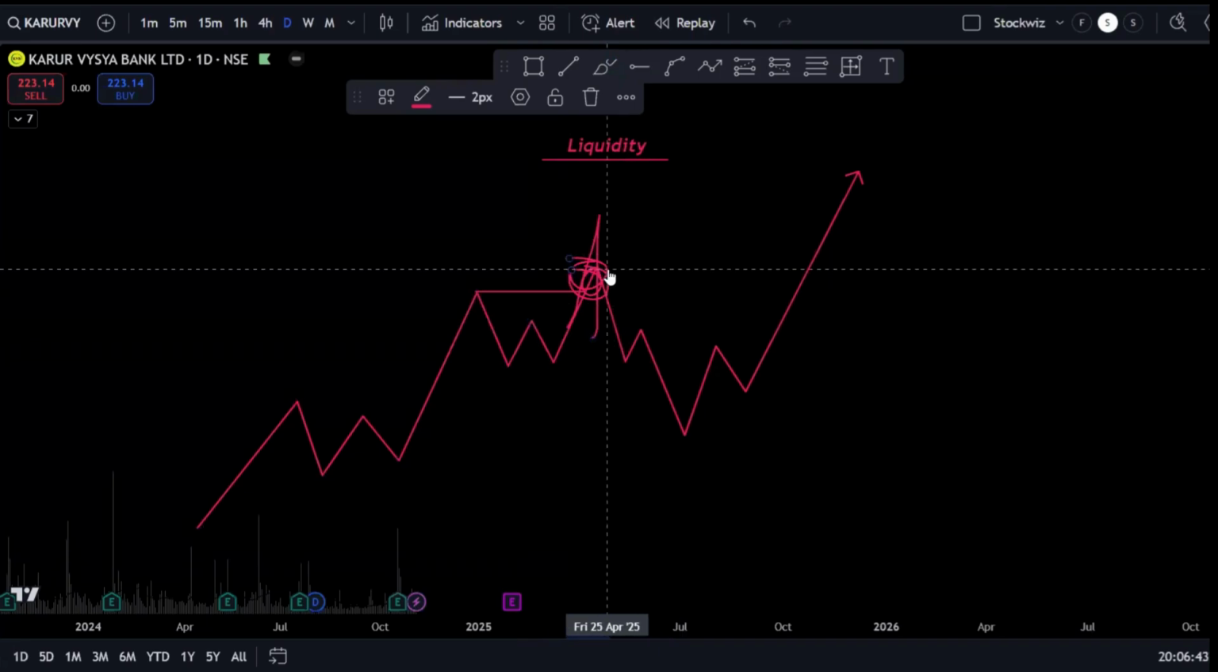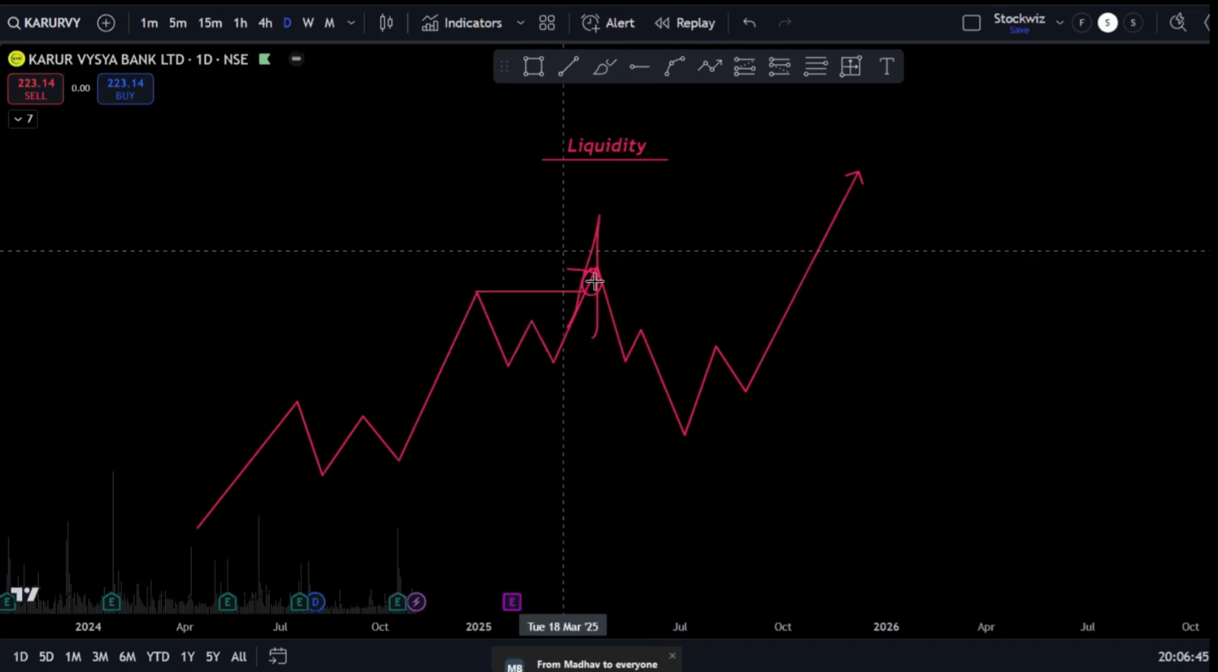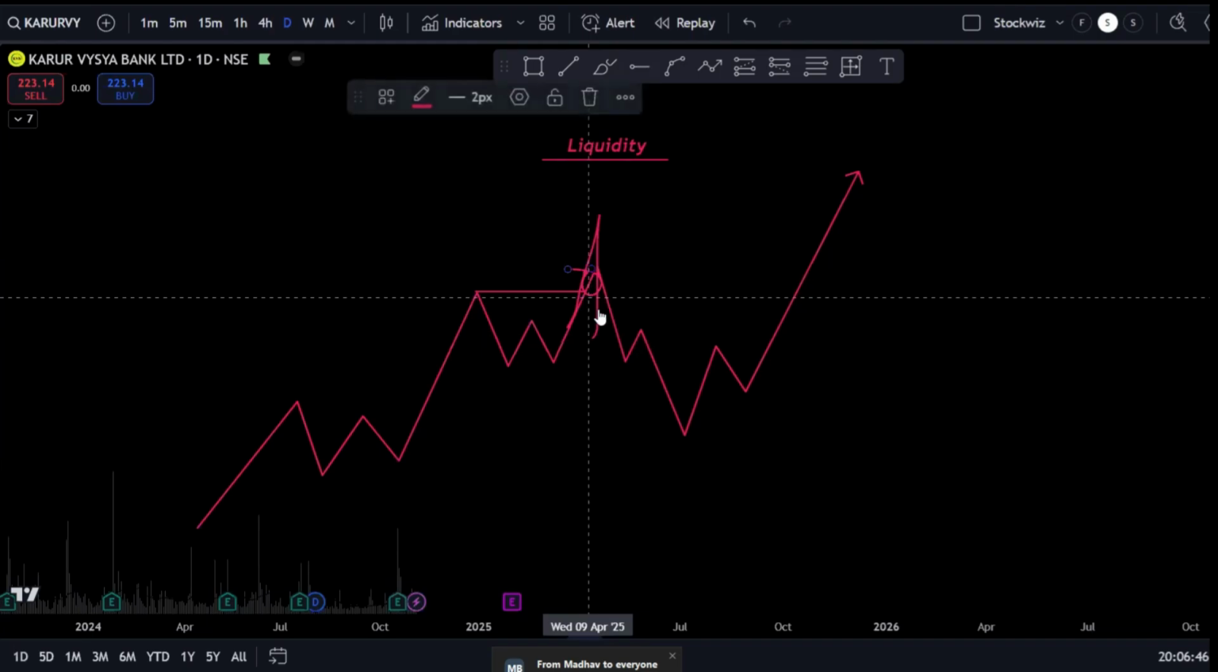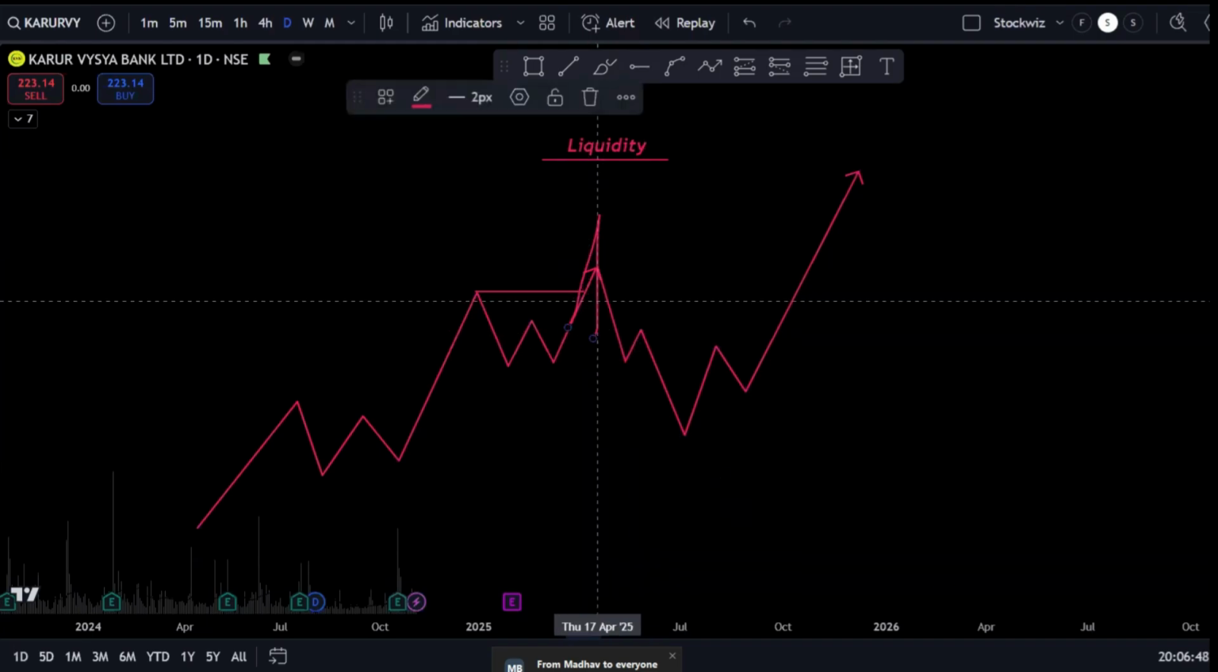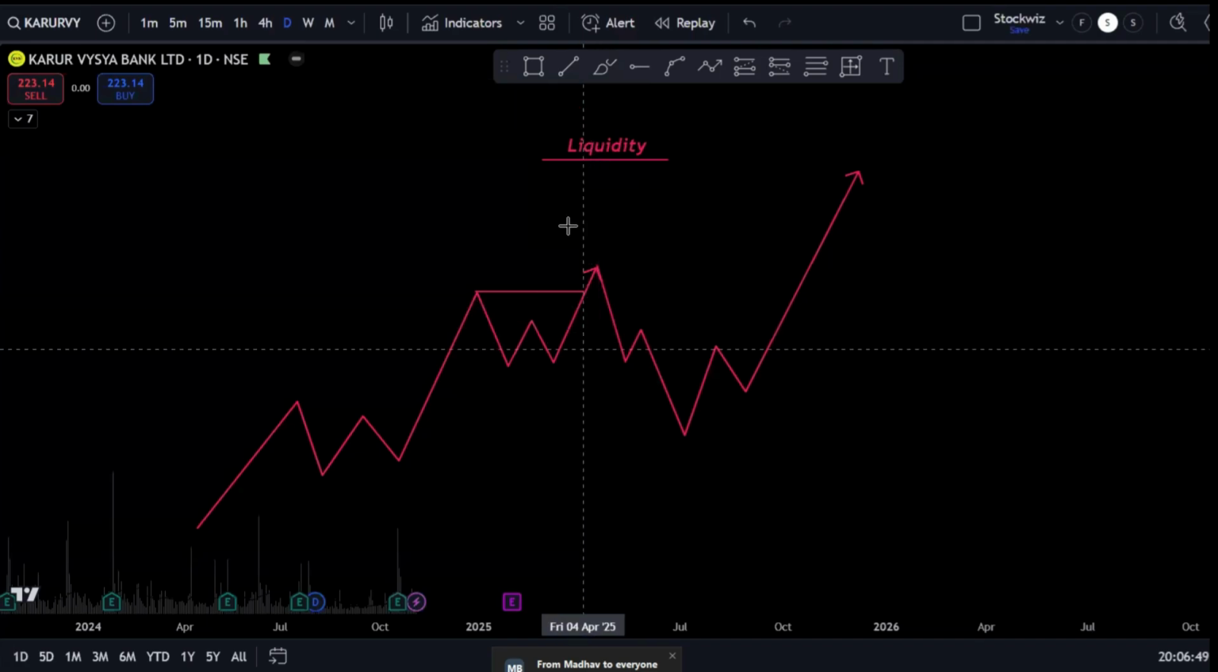I'll come to this part. Wait, let me just complete the liquidity part. I'll come to this thing in detail. Now, for liquidity, we are going to keep.